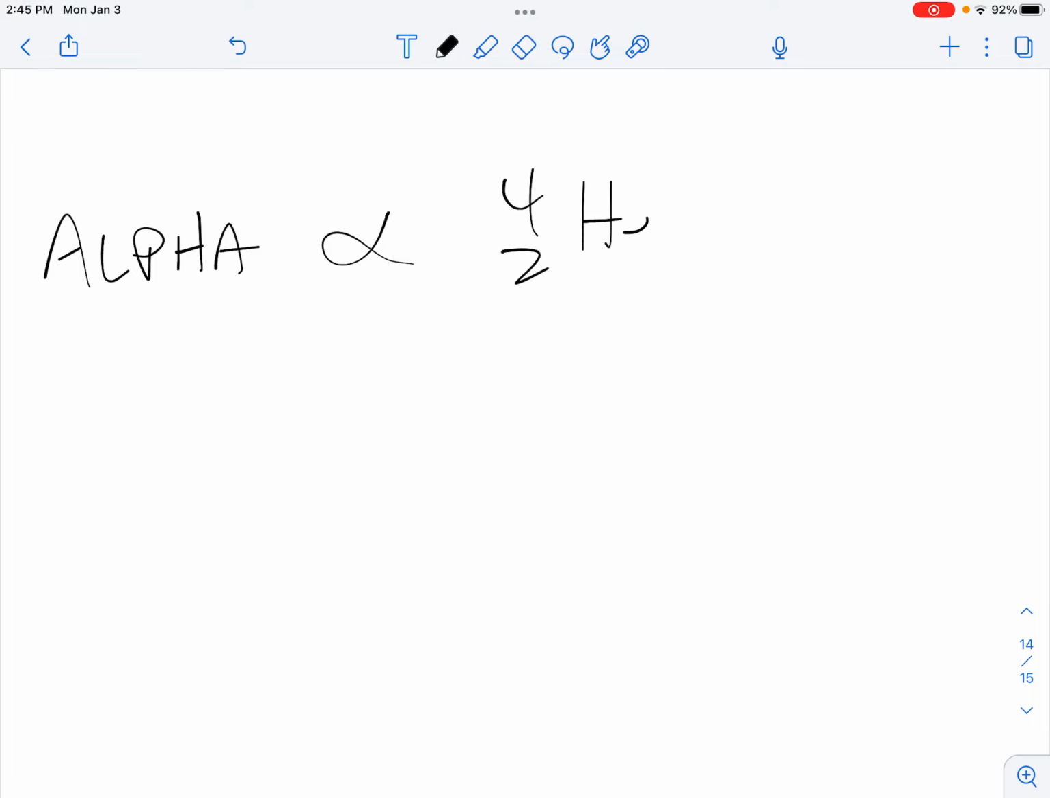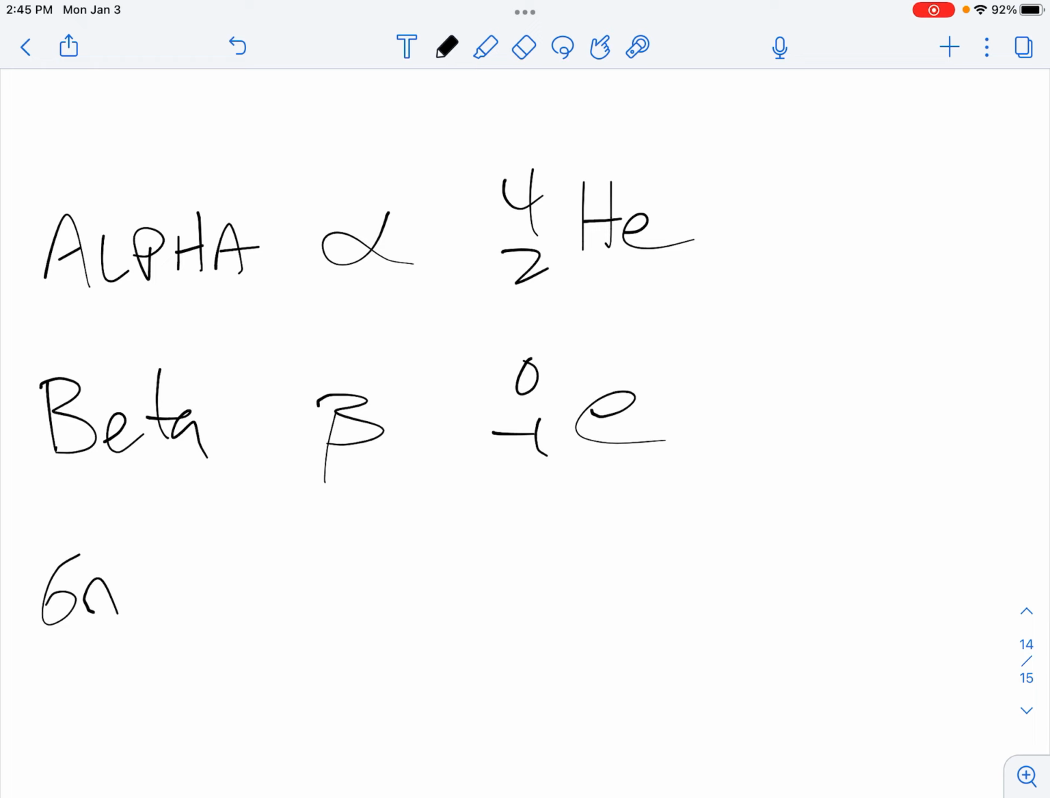And again, just to summarize, alpha is that symbol, and it's a 4,2 helium. Beta is that symbol, and it's a 0, -1 e. And gamma is that symbol, and it's a 0, 0 gamma.